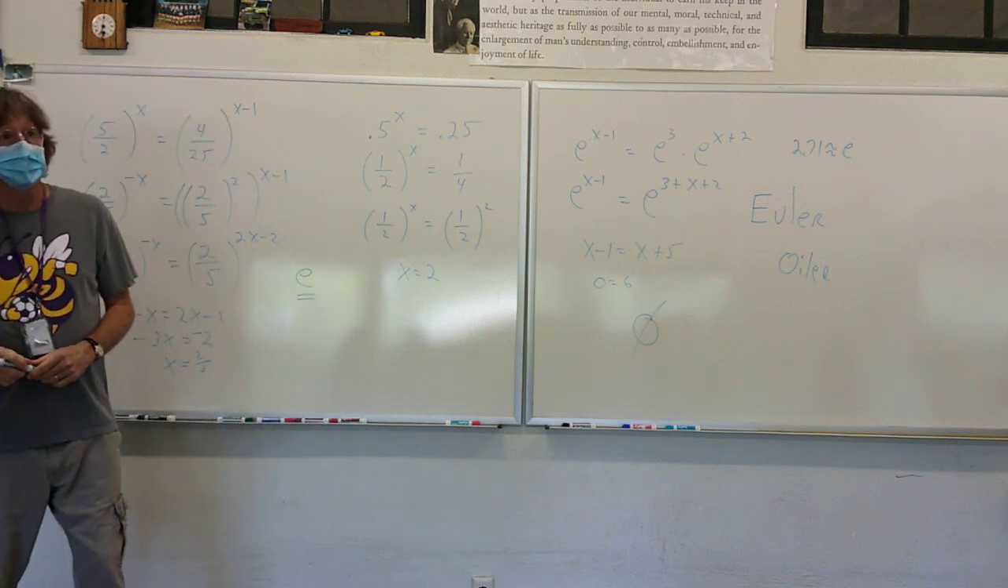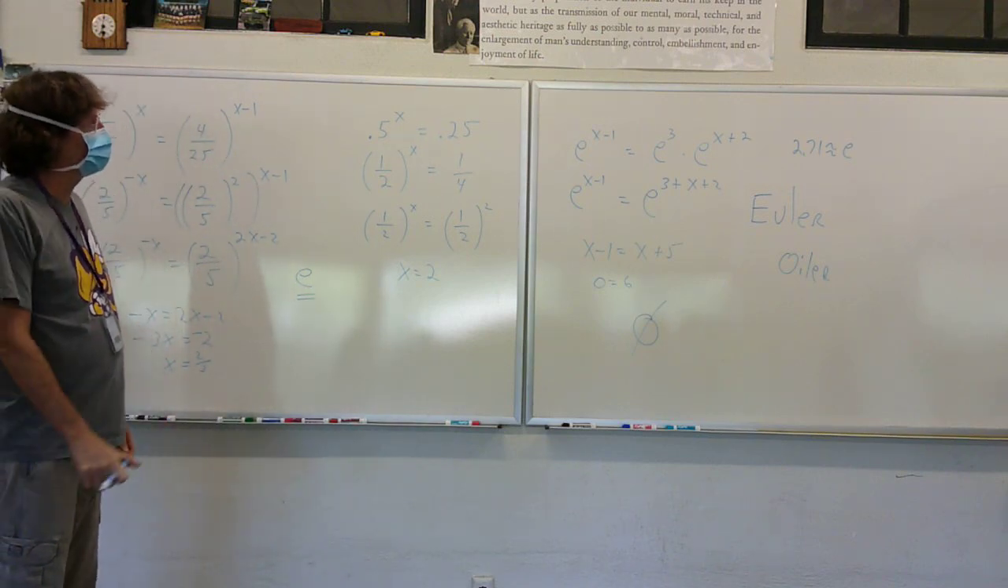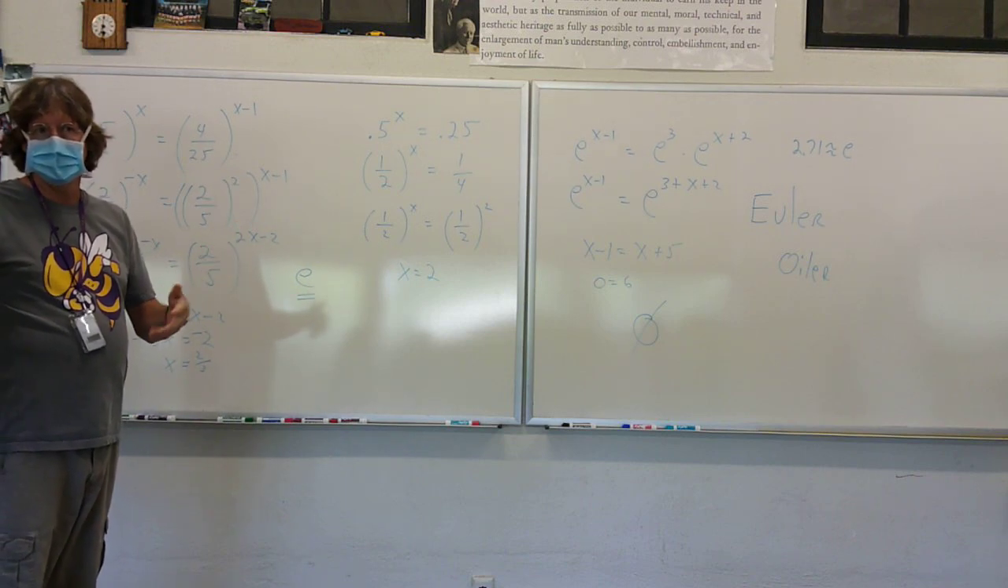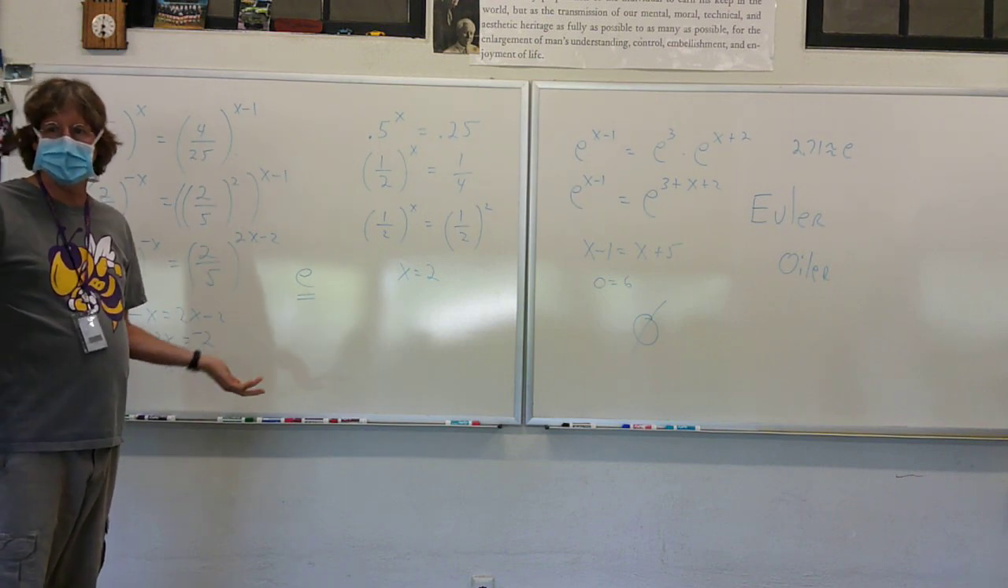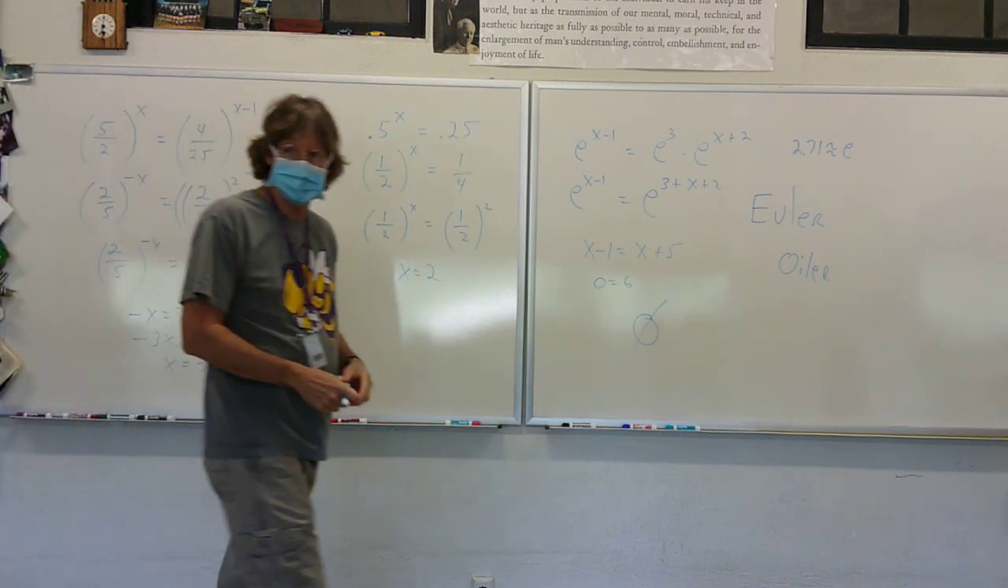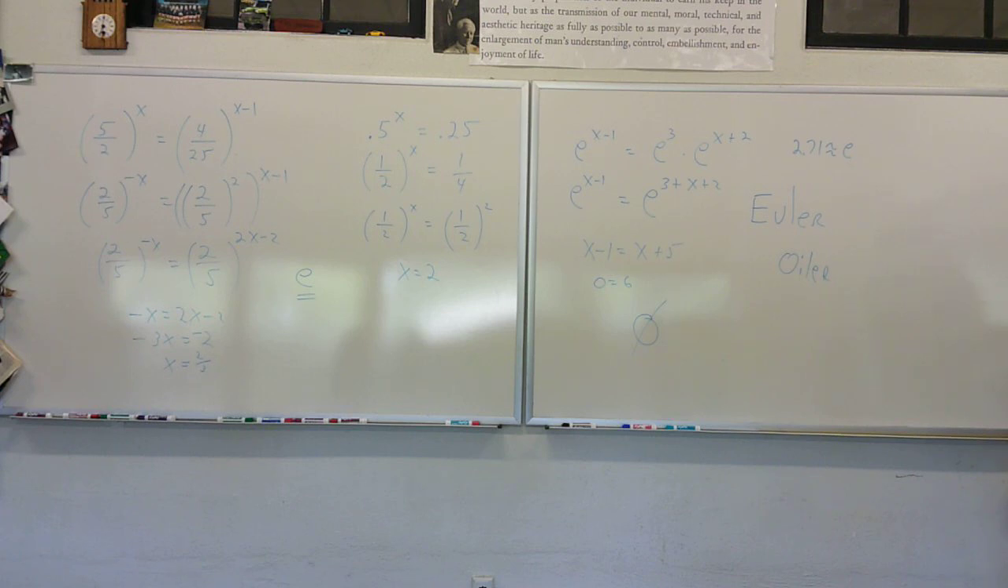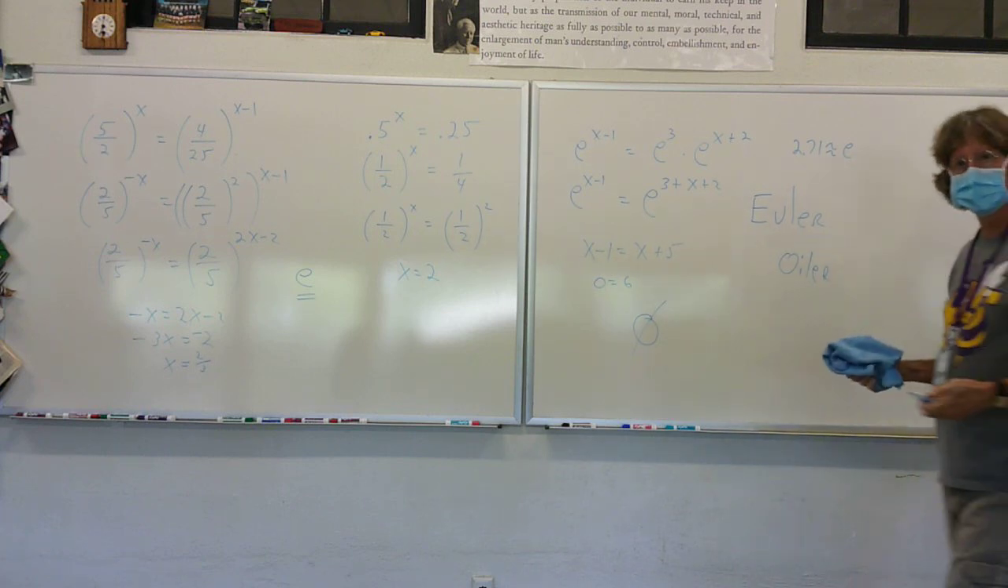Matter of fact, people always ask, well, how did you get so close to the answer? Well, I just estimated with 3 or estimated with 2, right? You estimate with 2, you get an answer that's too small. You estimate with 3, you get an answer that's too big. Yeah, it's 2.71.